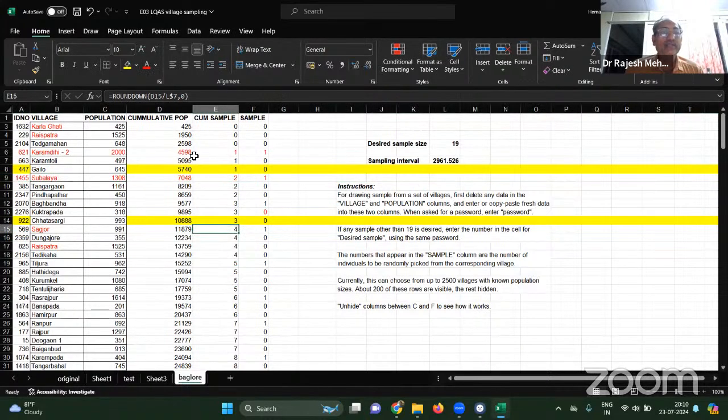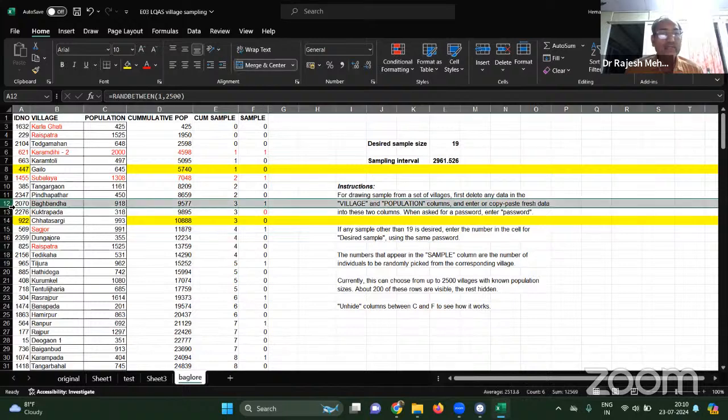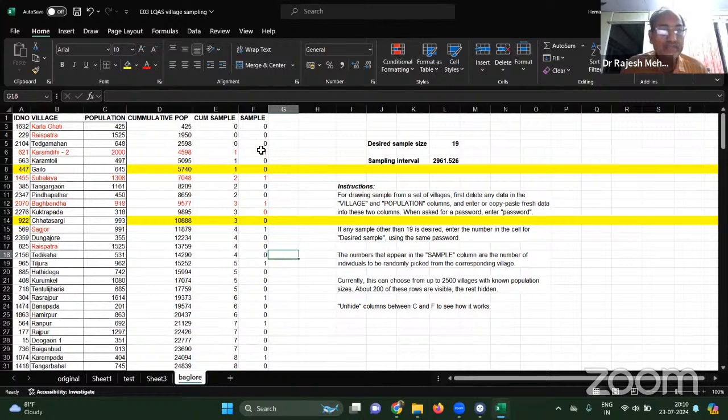So these are the things from where you are going to have a sample. Now the point is how to select one individual out of 2000 population, or one individual out of 1308. For this purpose, you have various methods.